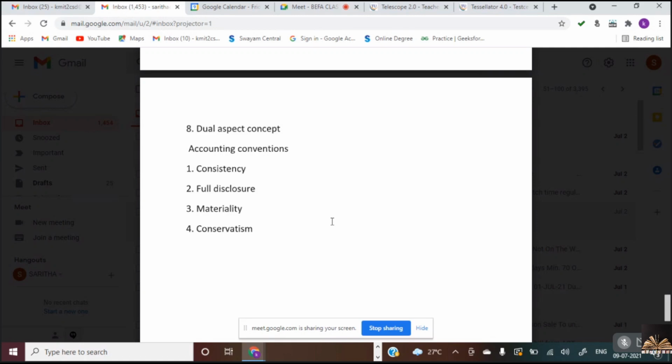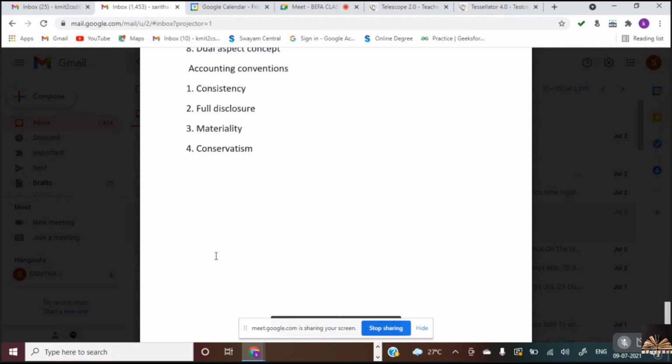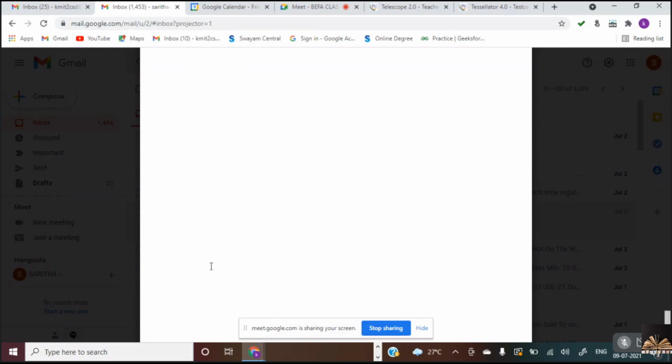Is it clear, Nana? So these are the 4 conventions with 8 concepts. We have done with accounting cycle, definition of accounting, and accounting principles, that is concepts and conventions. Tomorrow we'll start with journalizing the transactions, starting with rules to pass the journal entries and then doing the problems.